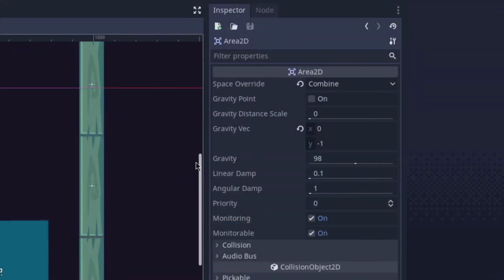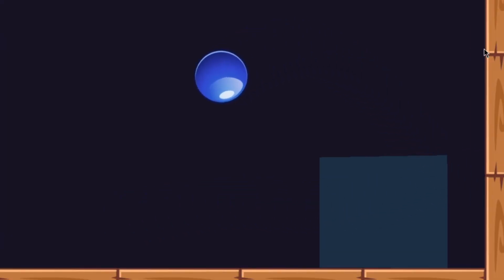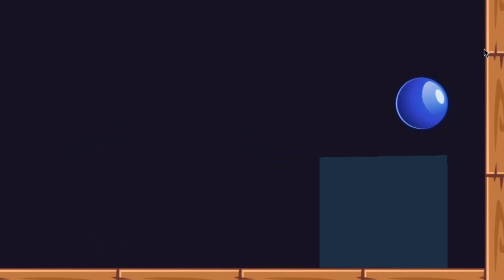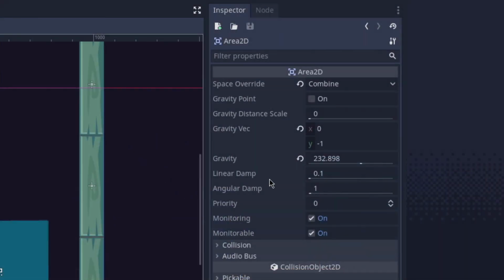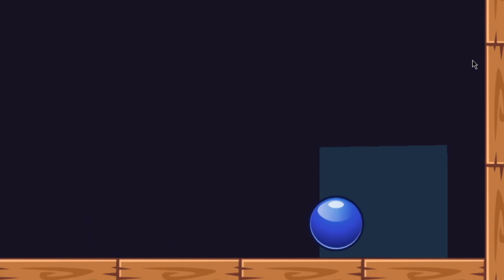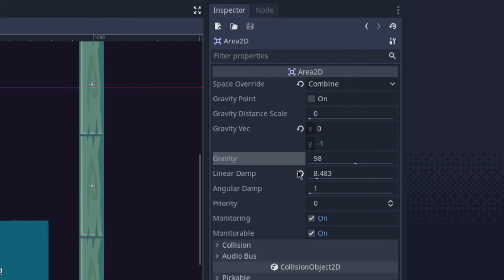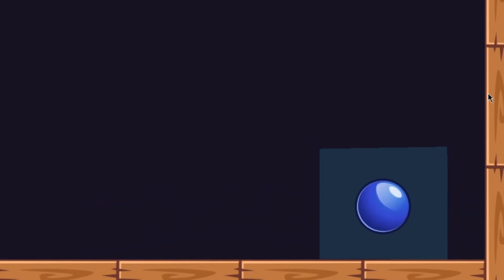There are some other things we can set on the area 2D node. For example, the gravity strength. If we turn this up, you'll see that it will get pushed up more. We can also change the linear damp, which, if you remember, is how fast the rigid body slows down. Let's also reset the gravity strength. As you can see, if we set it to a really high value, then it slows down really fast. And lastly, we can also set the angular damping, which makes the rotation slow down really fast.